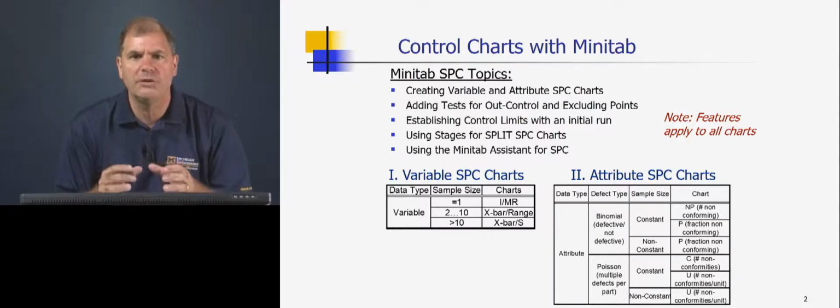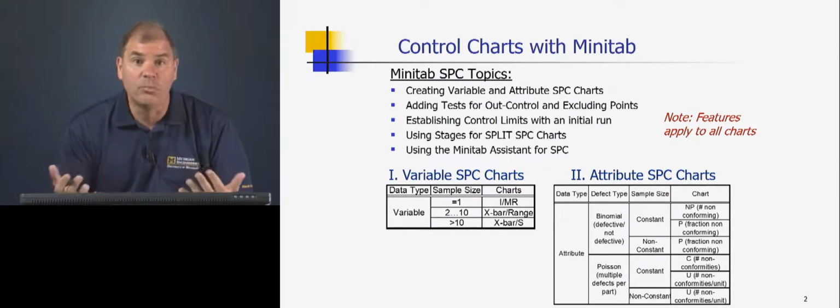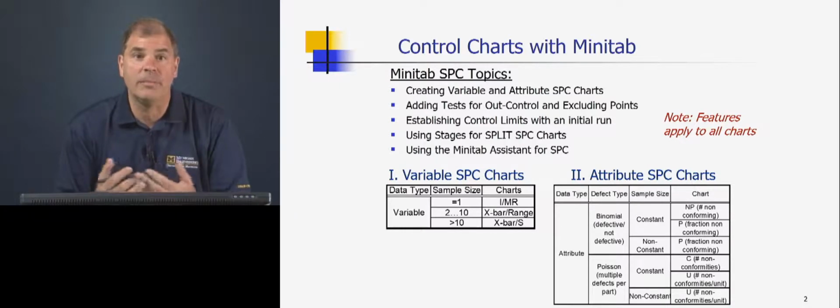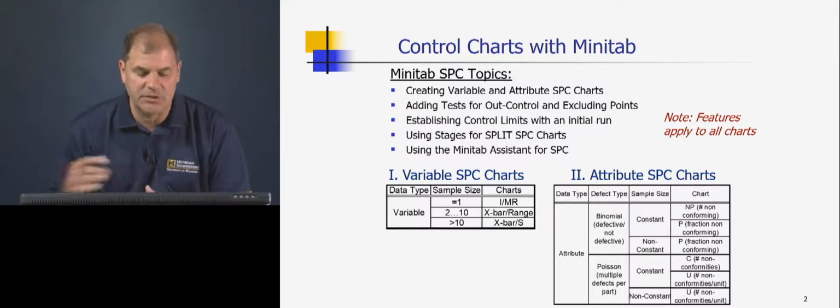So if I want to control which particular subgroups are used to establish the limits, I will go through that, as well as if I want to remove an out of control point for maybe there was some type of special cause that I don't want to be included in my control limits. Then I want to go through this idea of using stages or split SPC charts.